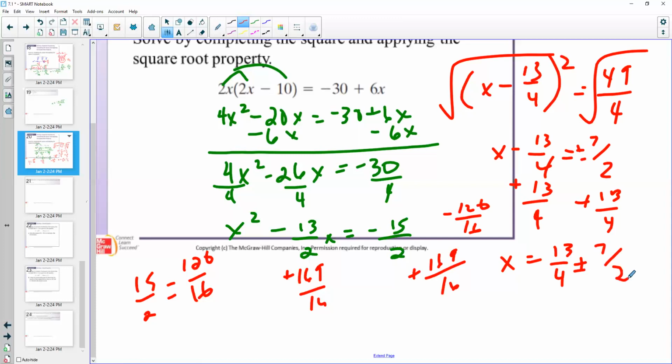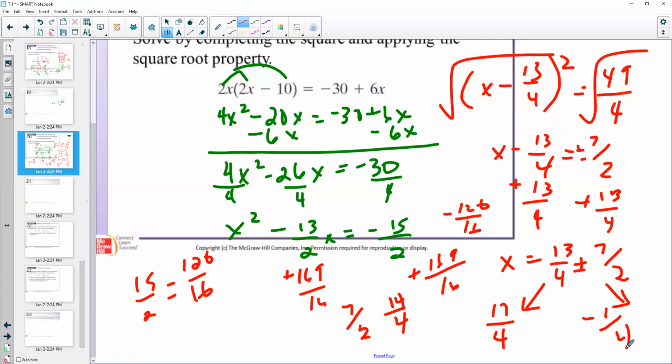In a perfect world, you should finish this, okay? So 13 over 4 plus 7 over 2, okay? I'm going to convert 7 over 2 to fourths. 7 over 2 is the same as 14 over 4. 13 over 4 plus 14 over 4 would get me 17 over 4. Or 13 over 4 minus 14 over 4 would get me negative a fourth.